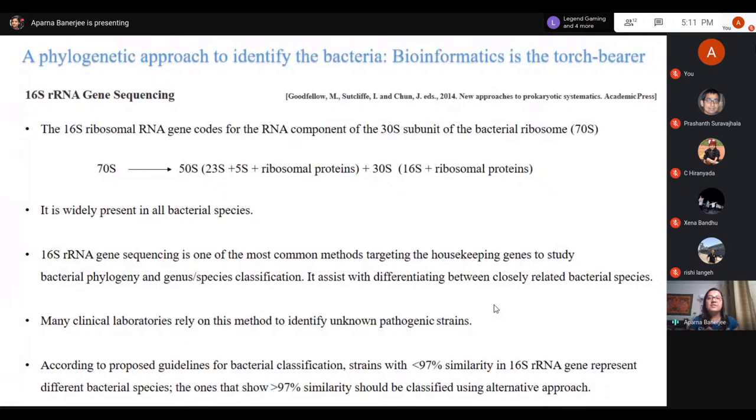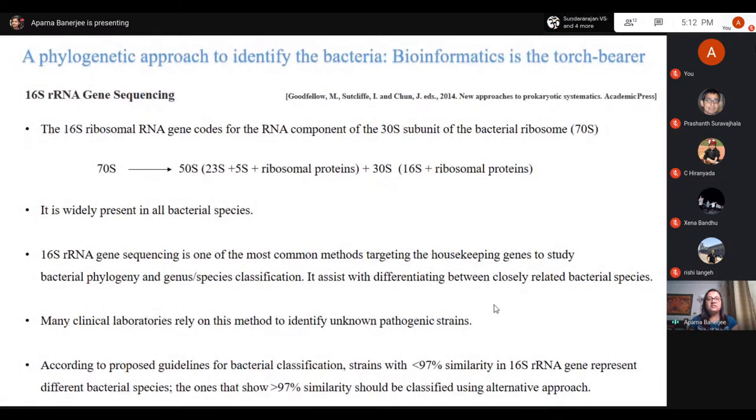We know that bacteria have a genome, and the 16S ribosomal gene, how does this gene come? This is the RNA component of the 30S subunit of the bacterial ribosome. We know that the bacterial ribosome is a 70S Svedberg unit. It is divided into two subunits, 50S and 30S, one large subunit and one small subunit. The large subunit has 23S and 5S rRNA and some ribosomal proteins. The smaller 30S subunit has the 16S ribosomal RNA and some ribosomal proteins.